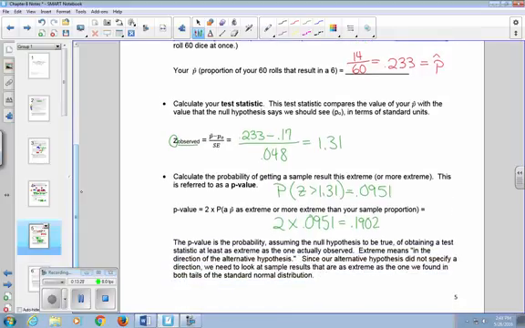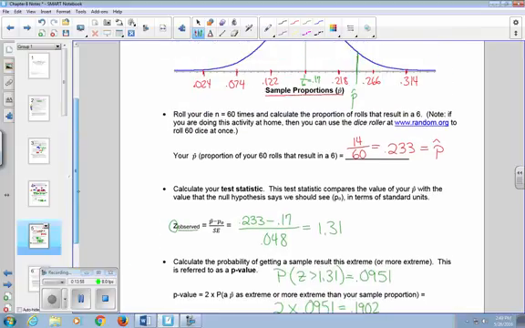Right, so this p-value is the probability, again, assuming the null hypothesis is true, of obtaining a test statistic at least as extreme as the one actually observed. Extreme means in the direction of the alternative hypothesis. So remember, our alternative hypothesis said that p was not 1/6. Since our alternative hypothesis did not specify direction, we need to look at sample results that are as extreme as the one we found in both tails of the standard normal distribution.